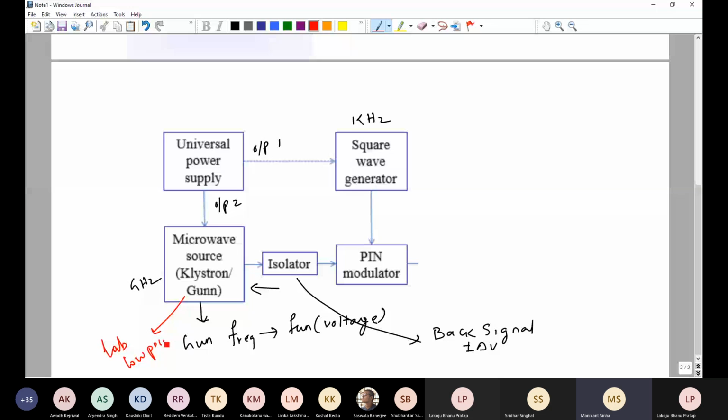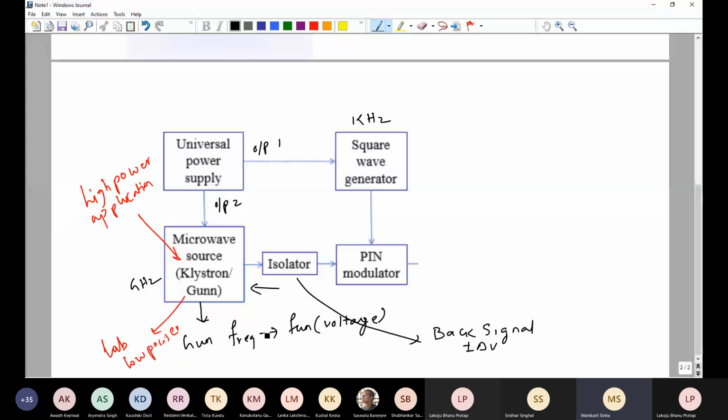Okay, and the klystron source is very sensitive to power supply variation. Also, when you do the experiment, you will realize that when you are using a klystron source, you have to wait a few minutes, maybe it could take 10 or 20 minutes, to stabilize the oscillations. However, the gun diode stabilizes very quickly.